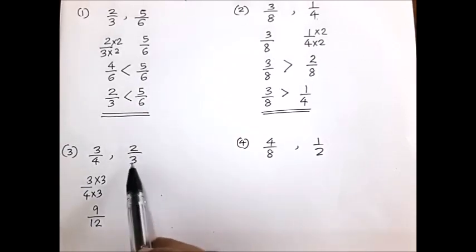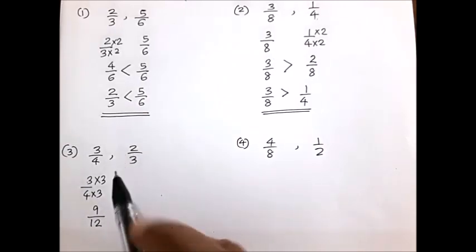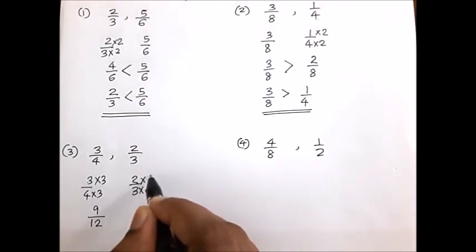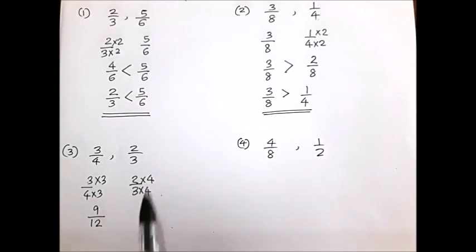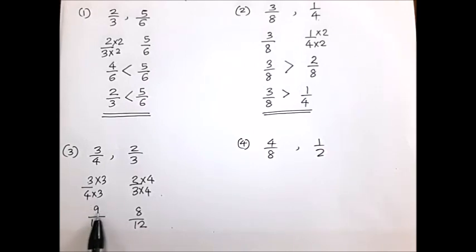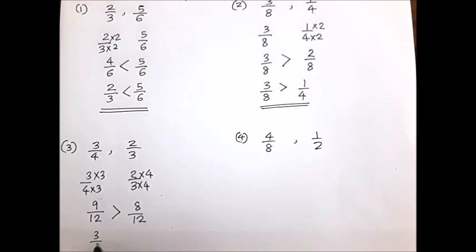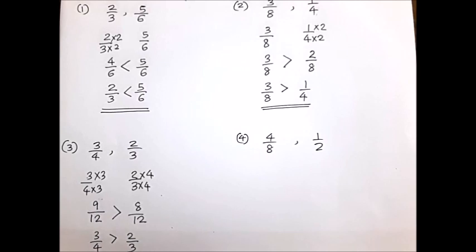Then to convert this denominator into 12, multiply it by 4. Multiply both numerator and denominator by 4. 2 multiplied by 4, 8. 3 multiplied by 4, 12. Now, same denominator. It is 12. This one has the larger numerator. So, this fraction is larger than this fraction. Then write these two original fractions. 3 over 4 is greater than 2 over 3. This is the answer.